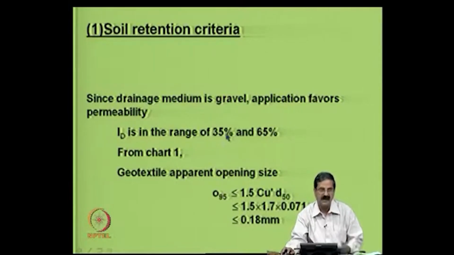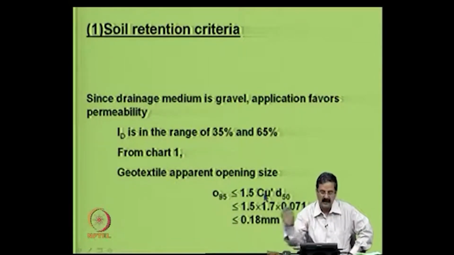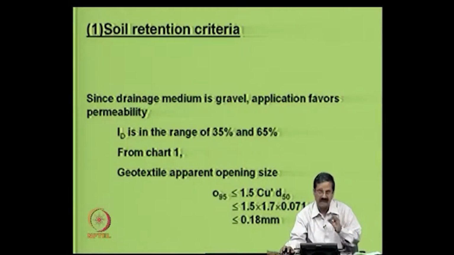If you look at the chart, based on your grain size distribution properties and the Cu', and all other properties, you finally end up with one specification that O95 should be less than or equal to 1.5 times Cu' into D50. This is what it is. So, 1.5 into Cu' is determined from this, and D50 from the grain size distribution characteristics is given. So, O95 should be less than, the minimum size is something like 0.18 mm. It should be very small, because our objective is to see that soil should not go out of this. So, it should be very small.